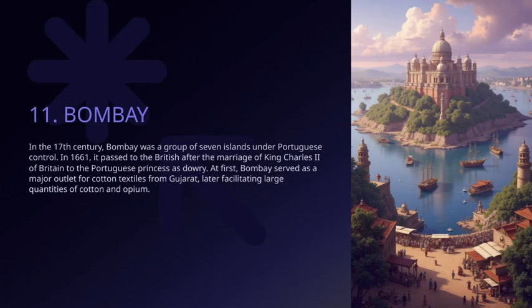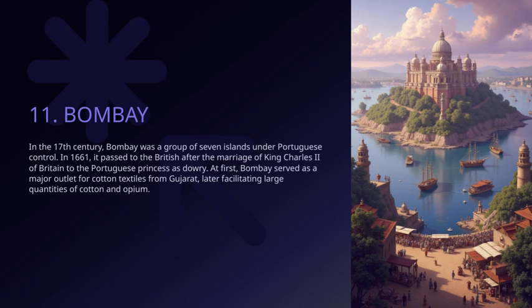So back in the 17th century, Bombay was actually a collection of 7 separate islands, and at that time, it was under Portuguese control. It's interesting to see how these islands played a role in global trade even then. Then, in 1661, a significant event took place. Bombay was transferred to the British. This happened because of a marriage between King Charles II of Britain and a Portuguese princess, and as part of the dowry, Bombay became British territory.